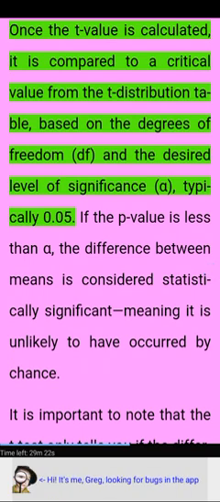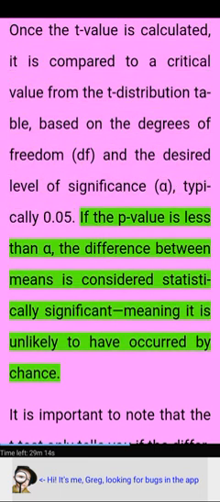Once the t-value is calculated, it is compared to a critical value from a t-distribution table, based on the degrees of freedom (df) and the desired level of significance alpha, typically 0.05. If the p-value is less than alpha, the difference between means is considered statistically significant, meaning it is unlikely to have occurred by chance.